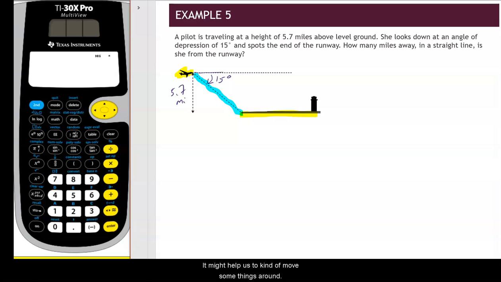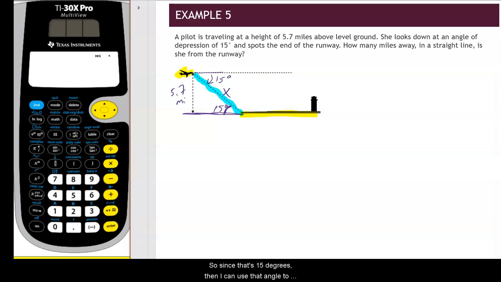It might help us to kind of move some things around. I'm going to label that side I'm looking for X. But that 15 degrees is also the same angle. If I continue my runway, that would be on the ground on the opposite side of our line. This angle right here is also 15 degrees because of alternate interior angles. Something you don't need to know the word for, but just know what happens and why it happens.